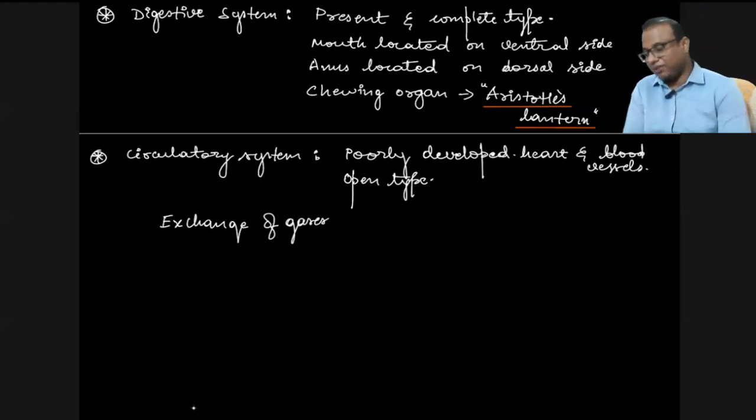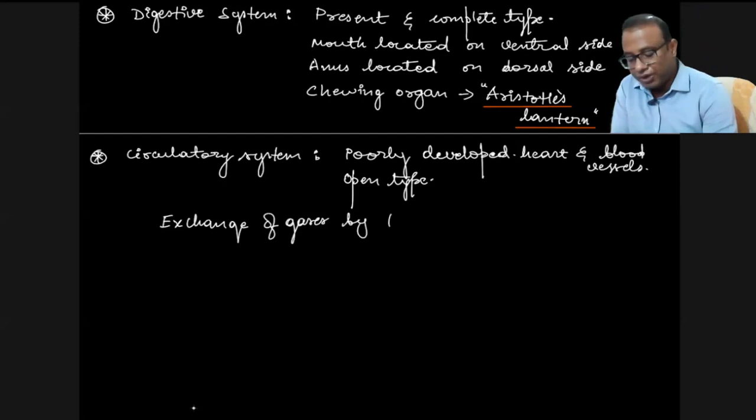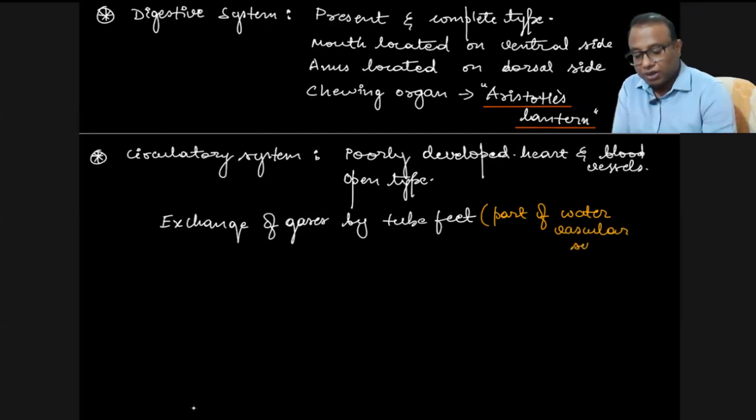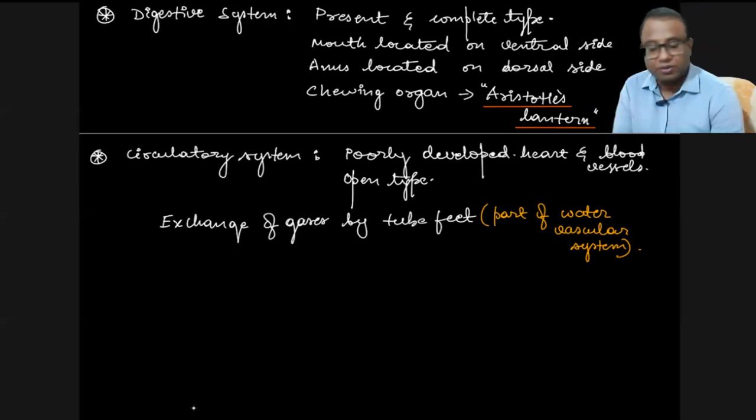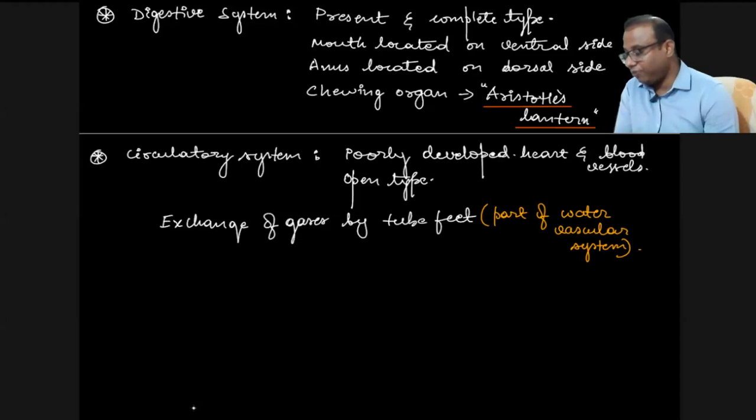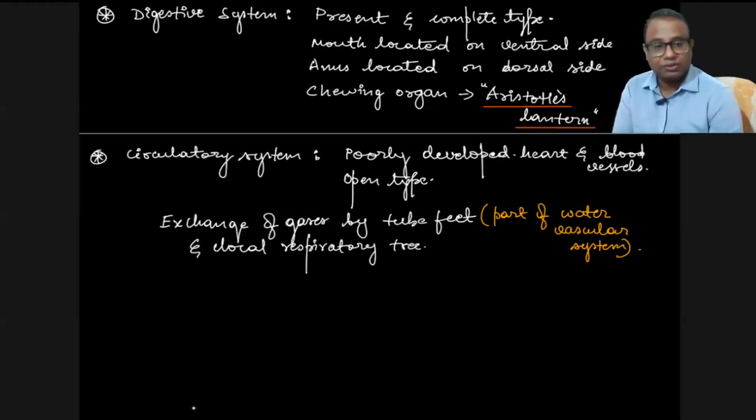Right, so exchange of gases. Yes, sir, by tube feet. Tube feet are part of the water vascular system, so I'll write it here. They are part of the water vascular system. So they help in exchange of gases. In addition to tube feet, in some echinoderms you also have structures called the cloacal respiratory tree. So by tube feet and cloacal respiratory tree, these are involved in exchange of gases.